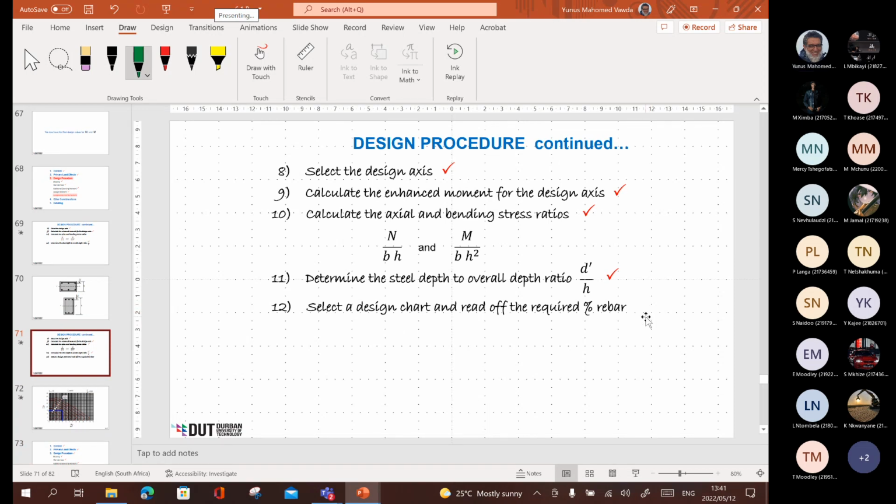I will show you also one design chart, which is independent of the grade of concrete. Now I just need to remember where it was. I think it is in Allen or it is in Reynolds. Somewhere I'll find it and I'll show you what it looks like.